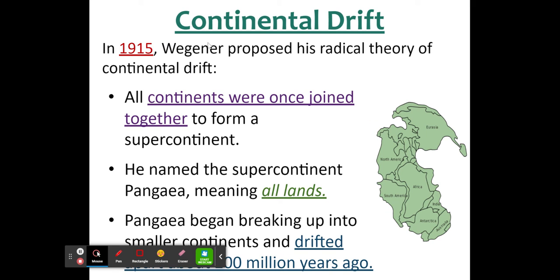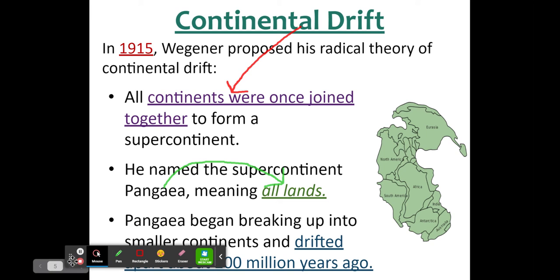So in 1915, he had this theory called continental drift. So continental drift is that theory that the continents were once joined together. Okay, so that's what the theory is called, and that's a question you'll have today, right? That they were once joined together. Now, they call this supercontinent, right, that were once joined together, Pangaea, and it means all lands. So he was very particular about why he called it that.